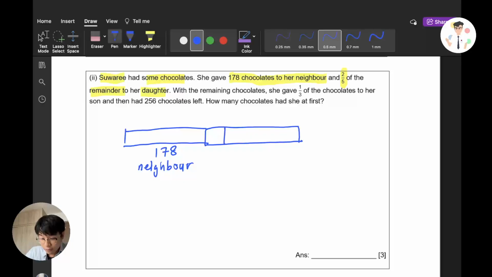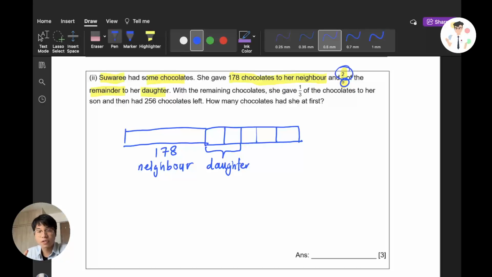I cut into 5 parts because why? Because there's 5, right? Of what I left with, what is my remainder. Then I give 2 to her daughter, not my daughter. Okay, so these 2, give it to the daughter.